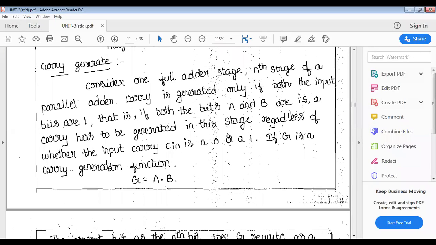Consider one full adder stage, the nth stage of a parallel adder. A carry is generated only if both the input bits are one. Carry generate: AND gate means both the inputs are one only, then only it generates a carry. If any one input is zero, the AND gate output is zero. So we get the carry generated when both the inputs are one.